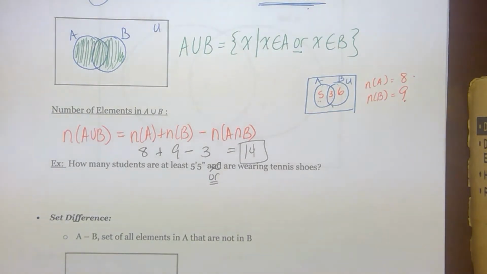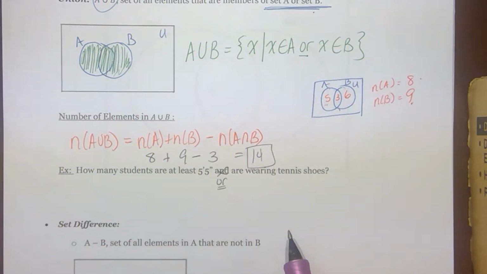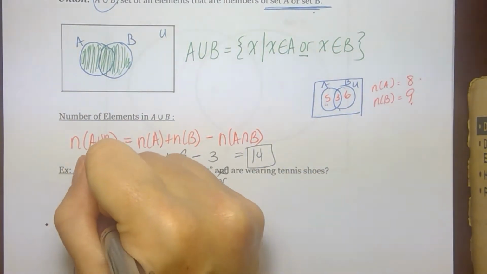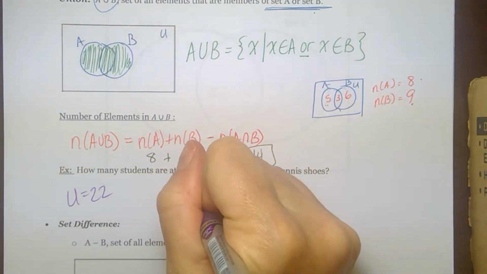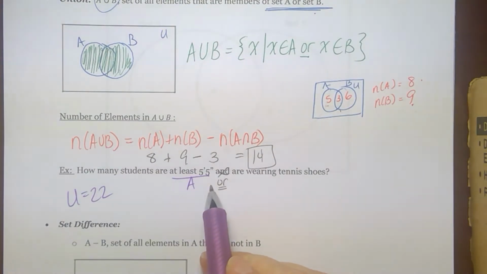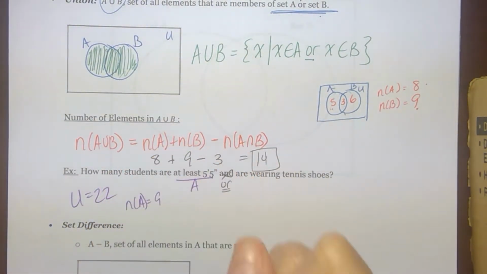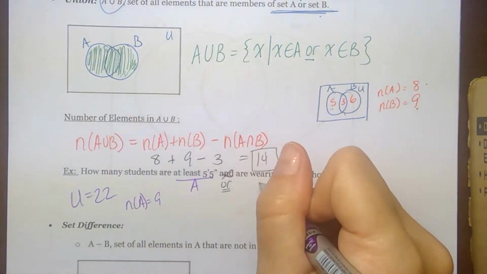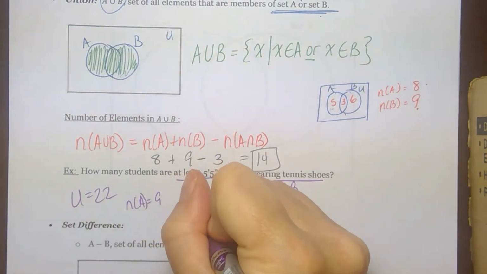We can't do this because we don't actually have a class, but I'm going to tell you that when I've done this with my class in the past, in one semester, I had 22 students in the classroom. If set A is the number of students who are at least 5'5", I had that semester 9 people who were at least 5'5", and then I had 12 people who were wearing tennis shoes.